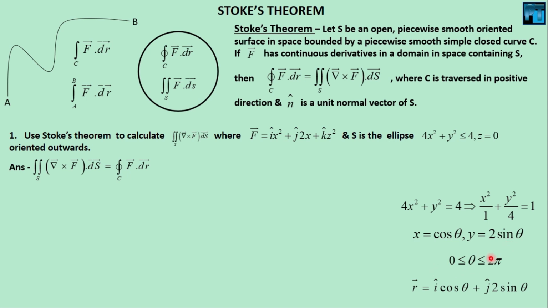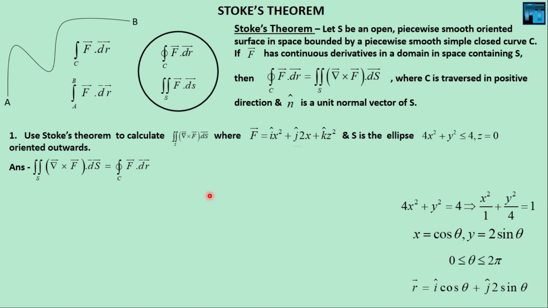Why? Because no octant is given here. Whenever I convert this ellipse, actually it is in the xy plane because z equals 0 is given. Whenever I convert this ellipse into a line, it will cover all 4 octants.